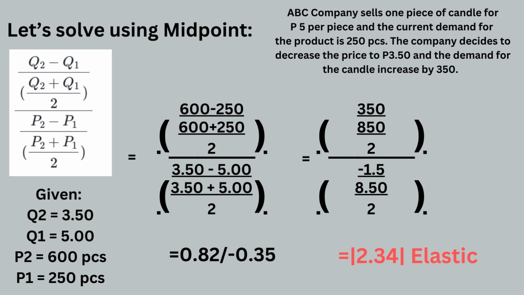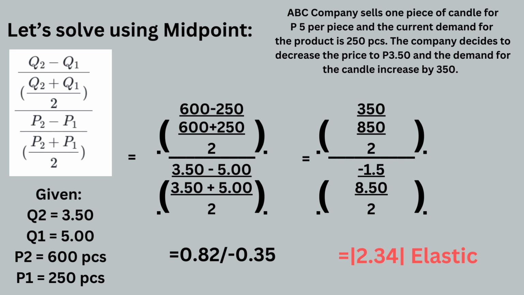So let's input the given in the formula. In the problem, it states that there is an increase of demand by 350 pieces of candles. So how much is your Q2? Q2 is equal to 250 pieces plus the increase of 350 pieces. 350 plus 250 is equal to 600 pieces. So your Q2 is equal to 600 pieces, and your Q1 is 250 pieces.